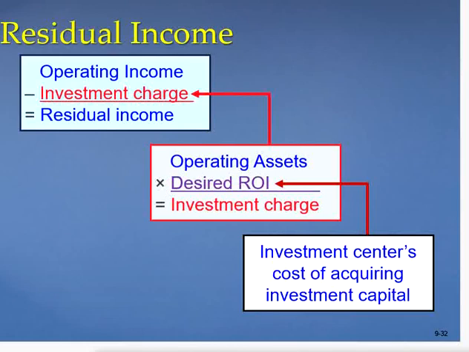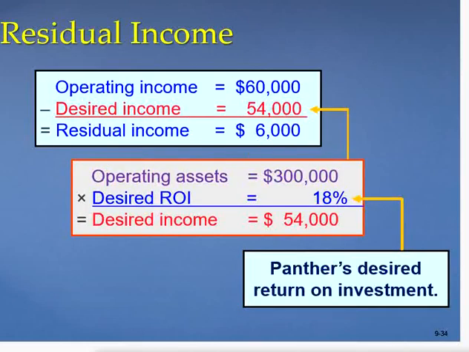So if you calculate it, desired income is this one. How do we calculate it? Operating asset is 300,000 at 18%, so 54,000. So 60,000 minus 54,000 is, this is what we have, their residual income. So this is what is left with the manager.